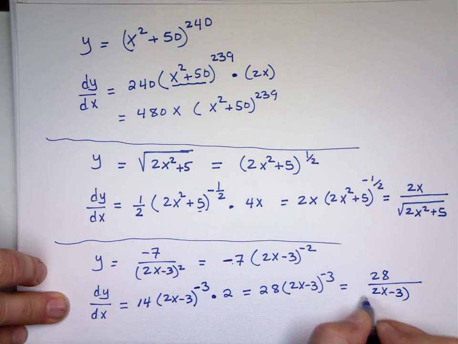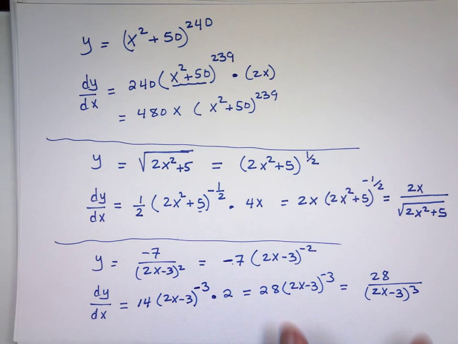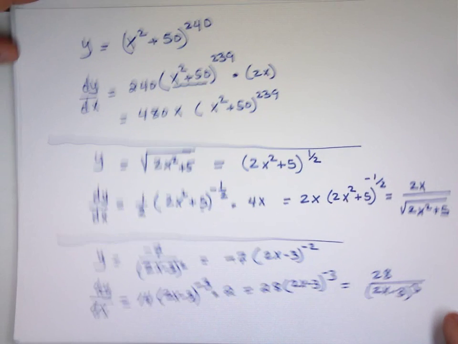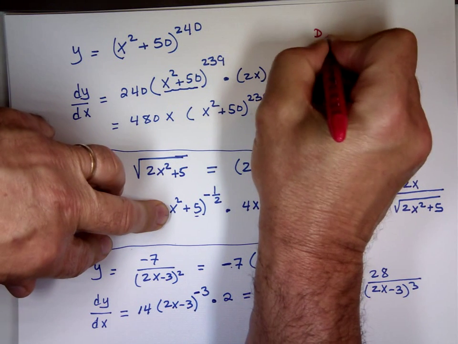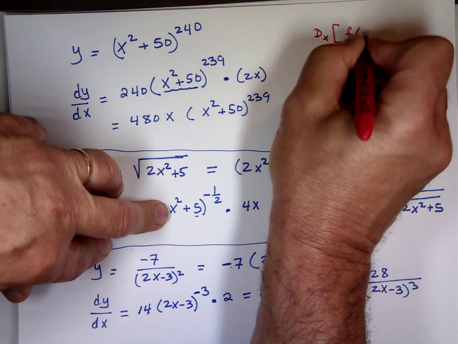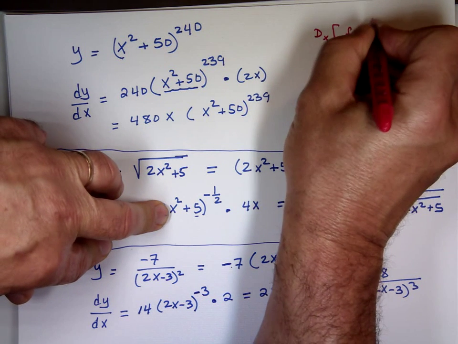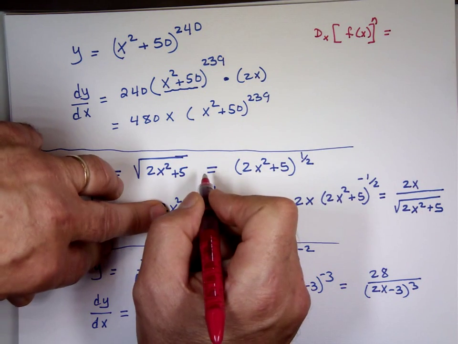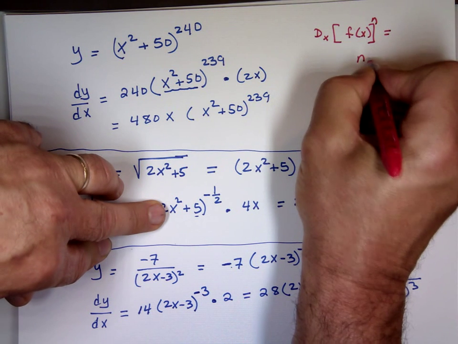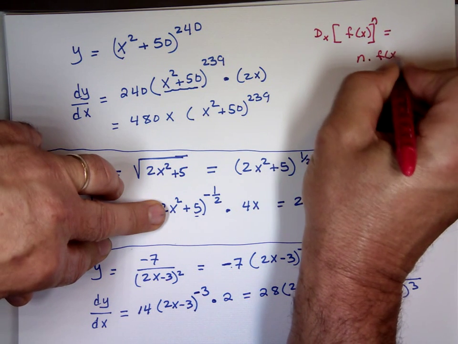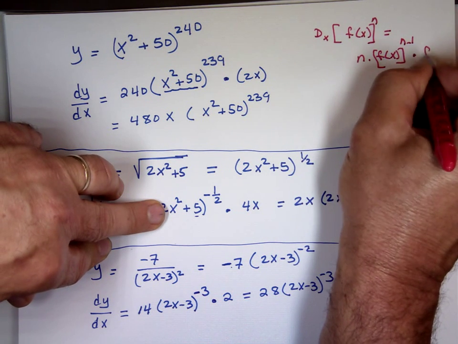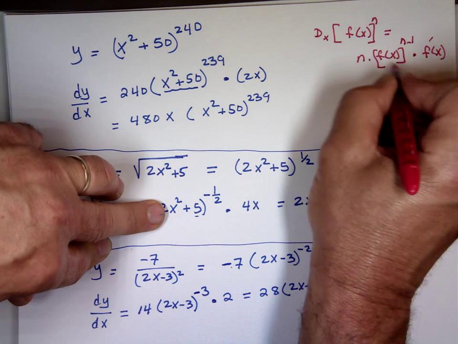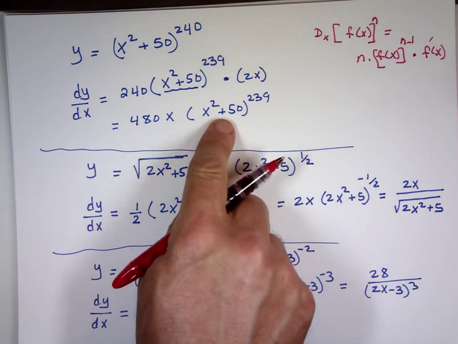This method has a name. It's called the extended power rule. It says if you want to take the derivative of a function raised to the power of n, it is going to be n times the function to the power of n minus 1, subtract 1 from it, times the derivative of what's inside of that. That's the part you have to remember, the derivative of what's on the inside.